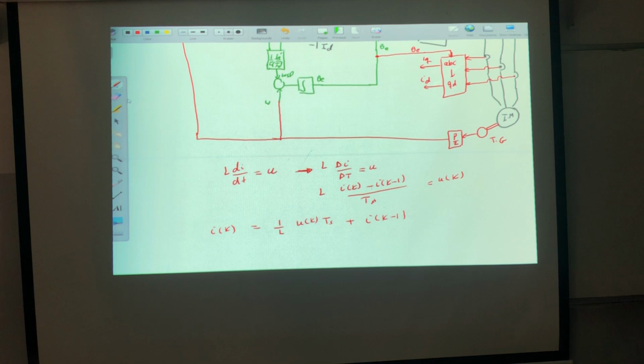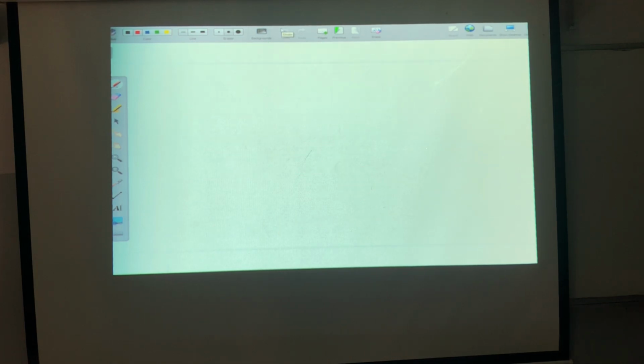Now, another question is valid. What about if the flux is not constant? What change will be done to the vector control? Did you understand the question? So now I will assume the same thing. I will assume that this is AS and this is lambda R, and I still assume that this is the DR, but lambda DR can be changed, not constant.